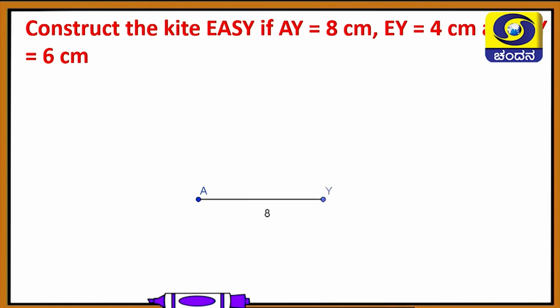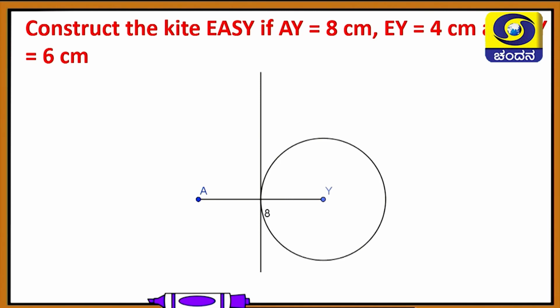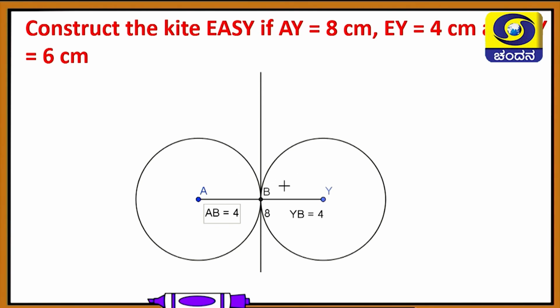Observe this video again. First, I will mark a point AY as 8 centimeter. Now I am bisecting it. I'll take 4 centimeter radius, draw two circles. Here I am unable to locate the point E such that the distance EY is 4 centimeter, because the point B is the center of A and Y here, children. So it is not possible for us to construct a kite of given length here, children. EASY is not possible here, children.